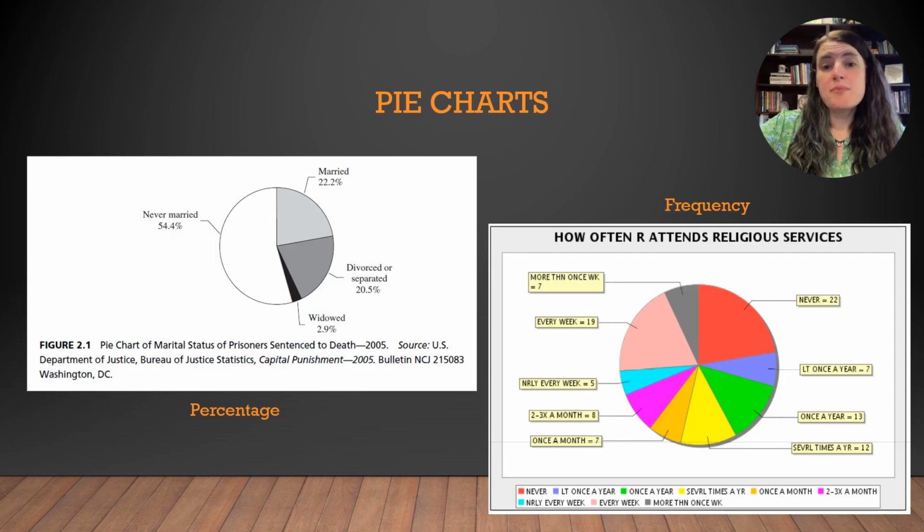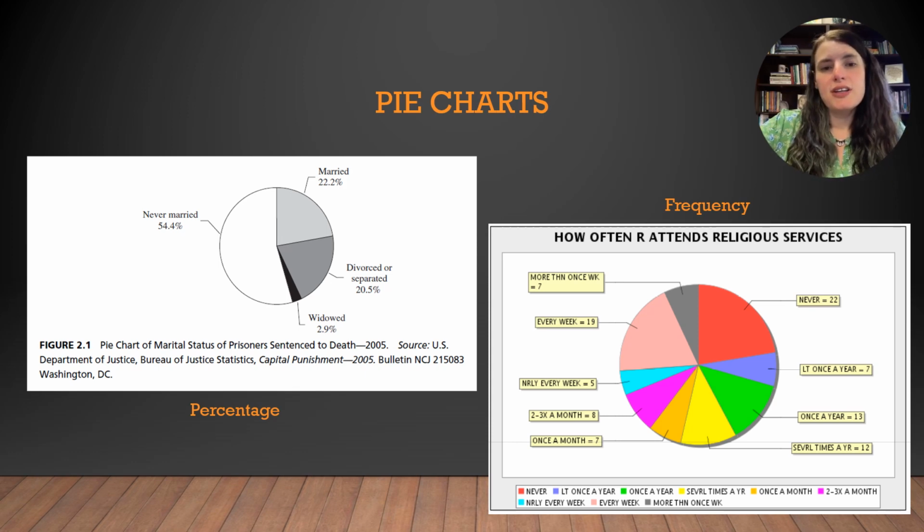Here's an example of some pie charts. Notice that one of the pie charts depicts the standardized percentage values for each category, and the other depicts straight frequencies. It doesn't matter. It's researcher preference here. But typically we'll see percentages used because then you can make comparisons more easily later on.